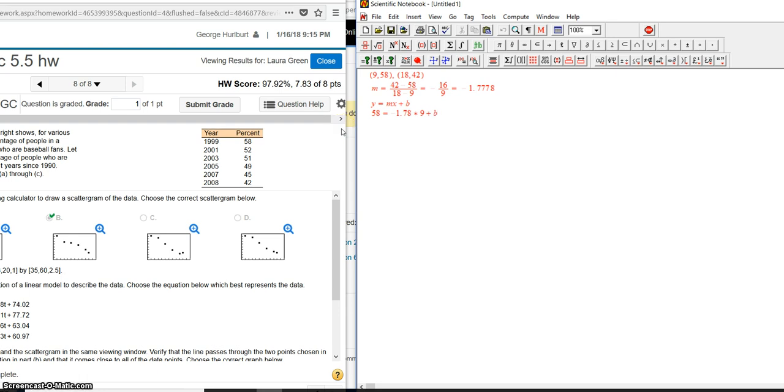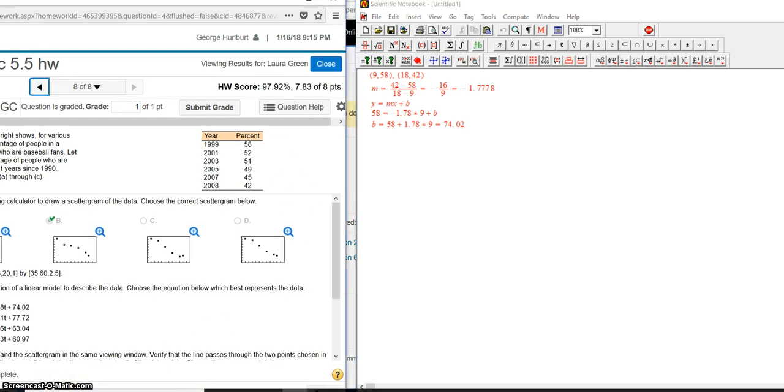And then you would get the b all by itself. So you would grab your calculator, multiply these together, move it to the other side. Again, I'm going to use my fancy software and cheat. B is a... that's not right. Well, I guess we'll just work it out. B would be 58 plus 1.78 times 9, which would be 74.02.